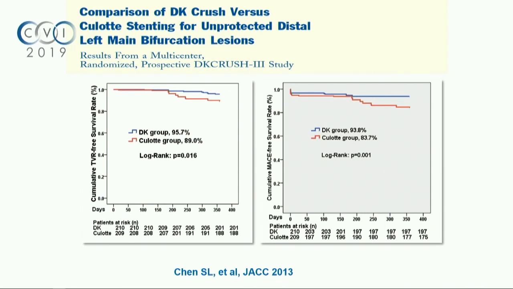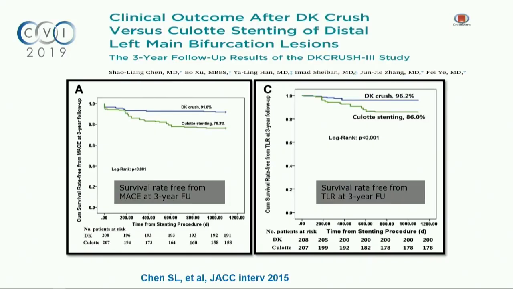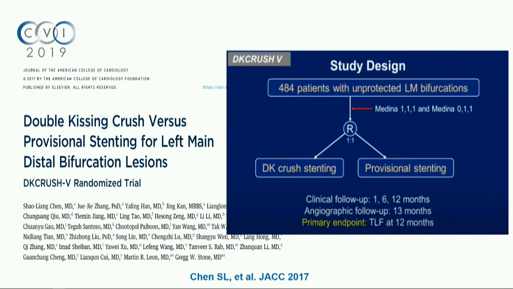However, if you look at the long-term outcomes, at 1 year, you do have actually less events in the DK crush group. And if you go out to 3 years, you clearly have much less major adverse events, mainly less revascularization in the DK crush group. So you should do DK crush in preference to culotte, because we do have a fairly large trial showing better outcomes both in the short as well as the long term.